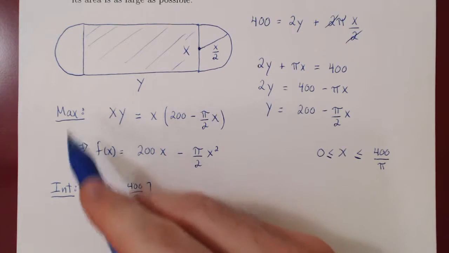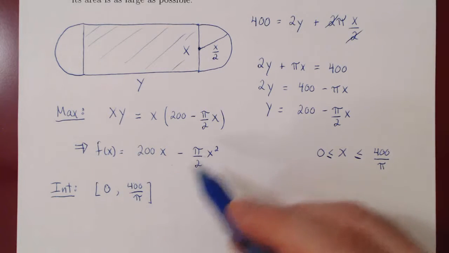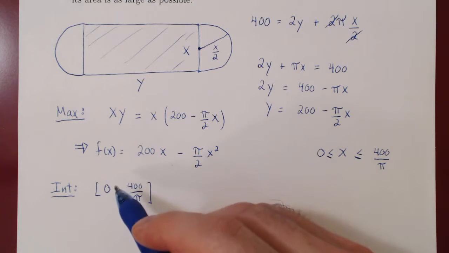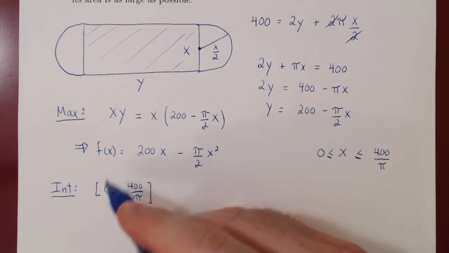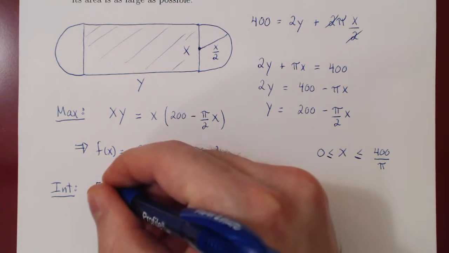We're looking to maximize a function that is a polynomial, therefore continuous everywhere, on a closed and bounded interval. So we can now evaluate the function f at the two endpoints of the interval and at the critical points inside of the interval. Let me just write this like this. This looks a bit weird.